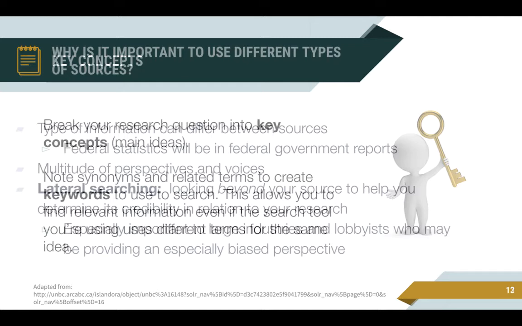So here I'll note that synonyms and related terms to create keywords is important here as well. This allows you to find relevant information, even if the search tool you're using uses different terms for the same idea. So say if you're looking for t-shirts, you might want to look a little bit more broadly at the clothing industry and then be able to filter out information about t-shirts specifically.